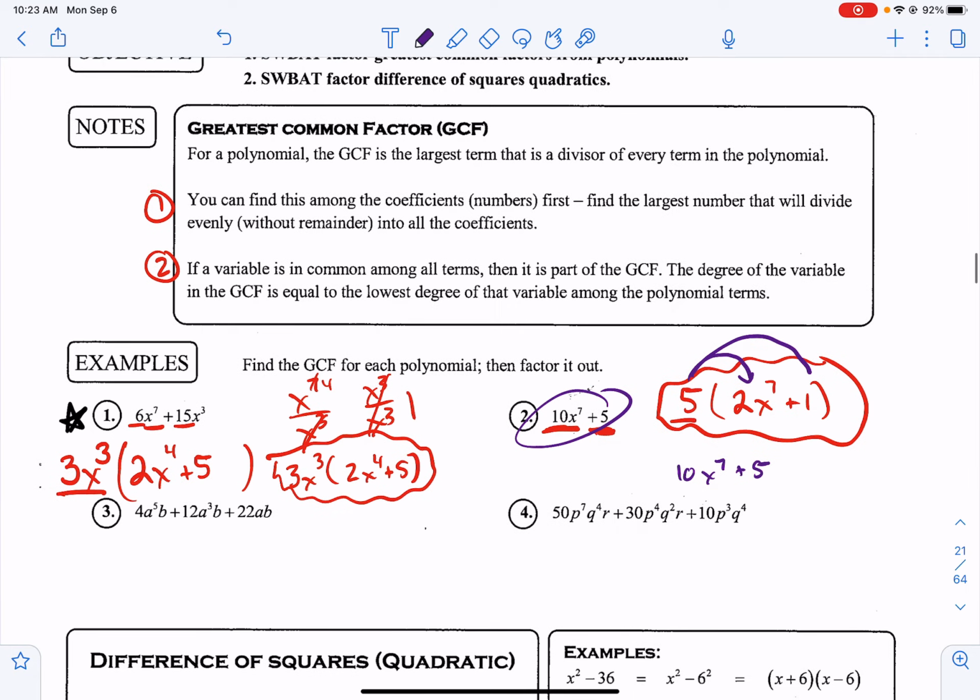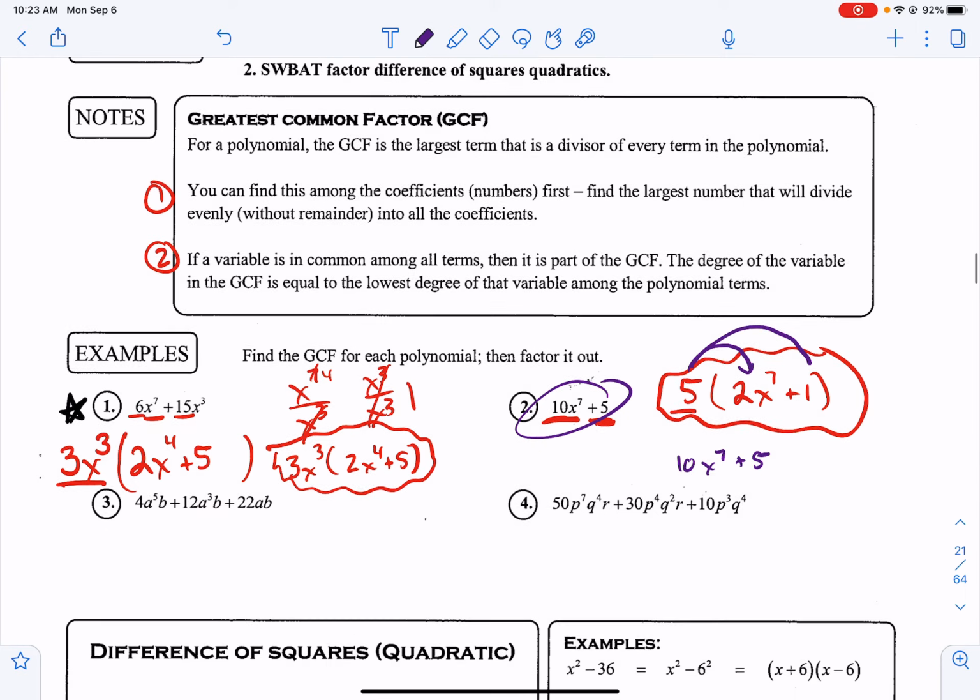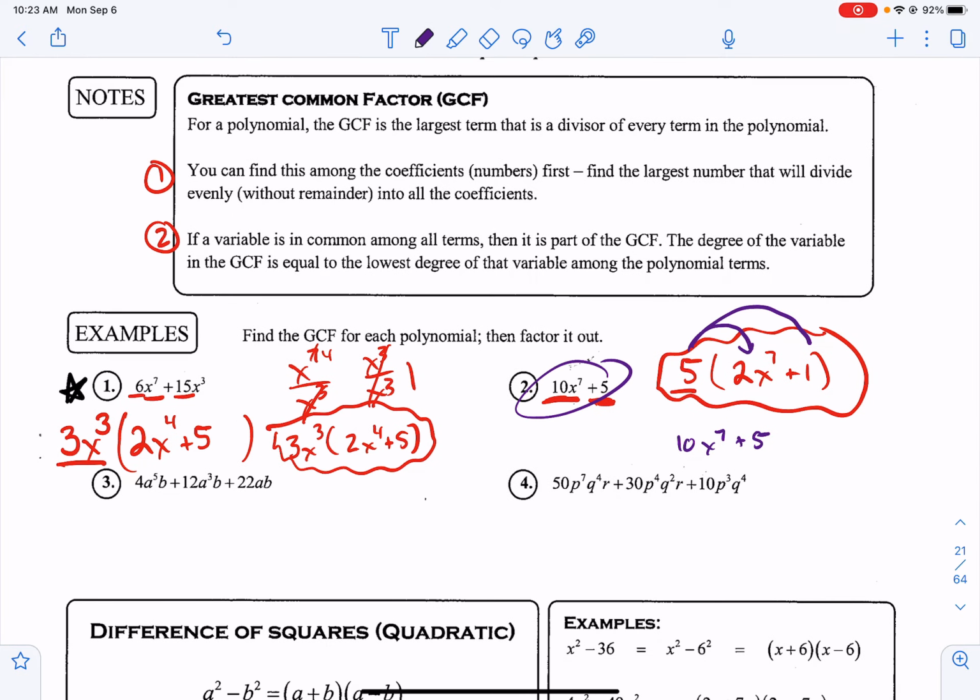All right, those were easy examples. Let's get into something a little bit more fun. Number 3, 4a to the 5th times b plus 12a to the 3rd times b plus 22ab. It looks crazy. Let's start with the numbers. I've got a 4, a 12, and a 22. The biggest number that goes into all of those is the number 2.